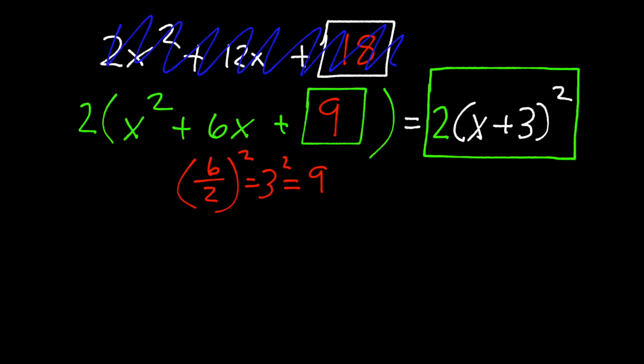Alright, now that that is done, let's try another example. It's going to look very similar to this. We're going to need to factor something out, find that third term, and then turn it into a perfect squared binomial.